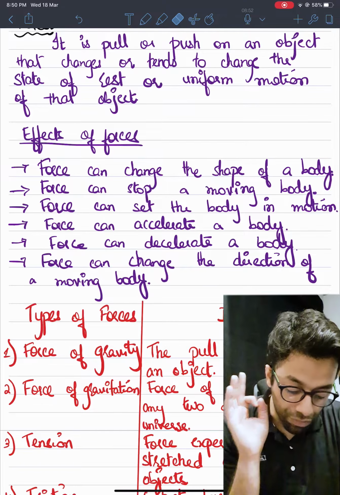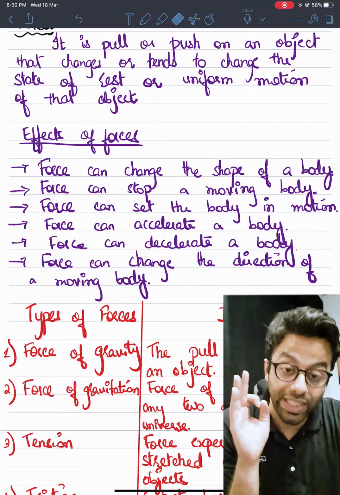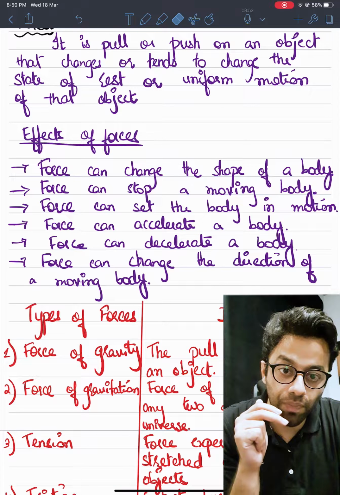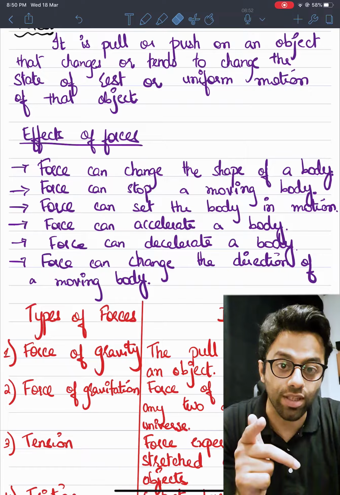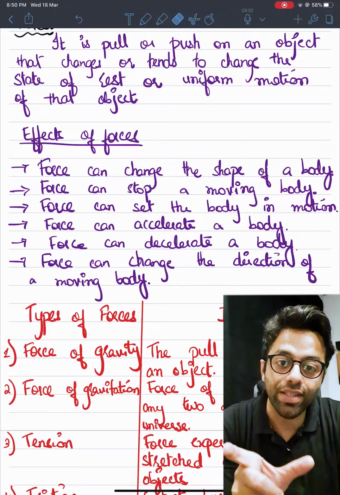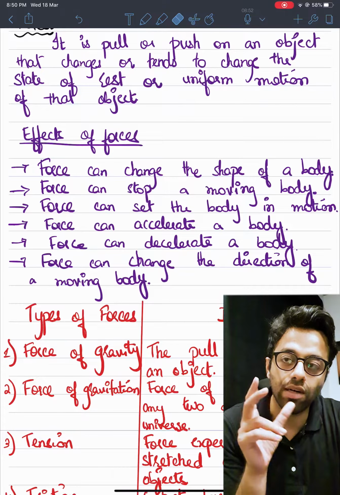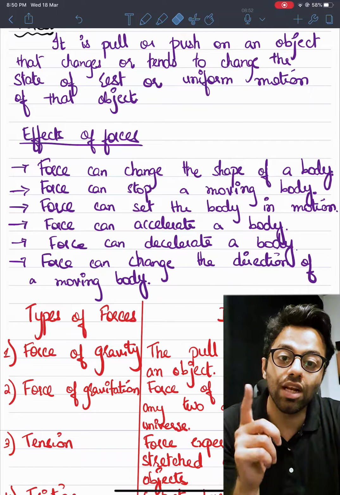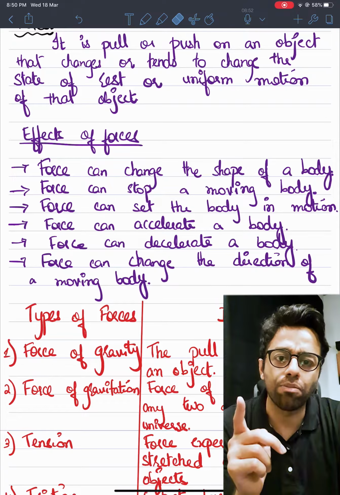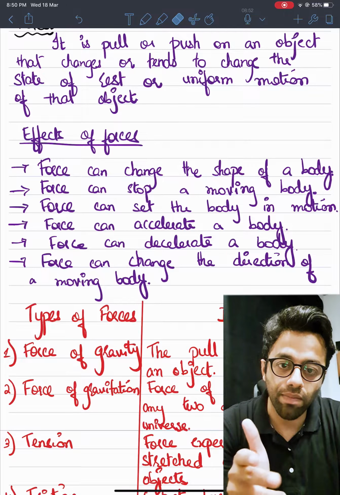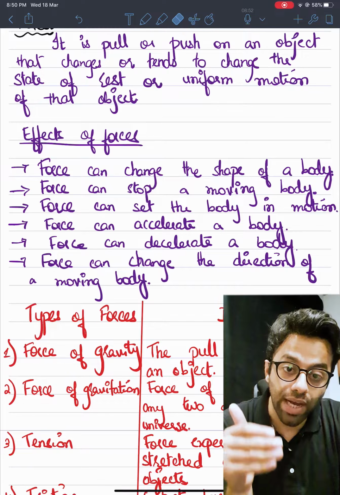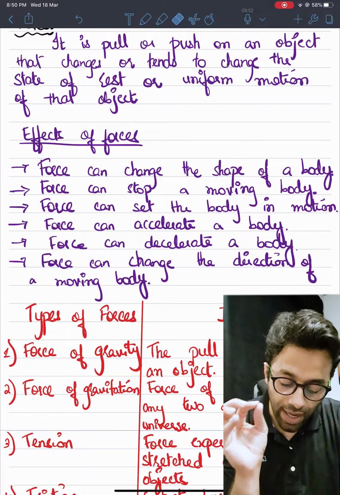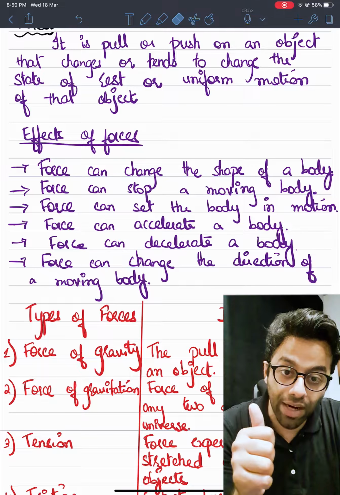And lastly, and very important, force can change the direction of a moving body. So from here we understand that force is also applied when the direction of a body changes. So this makes force a vector quantity. We understand that there are scalars and vectors. Scalars have magnitude only. Examples of scalars are distance, speed, time. But vectors have magnitude and direction. We've talked about this in detail previously. So force has magnitude and direction.